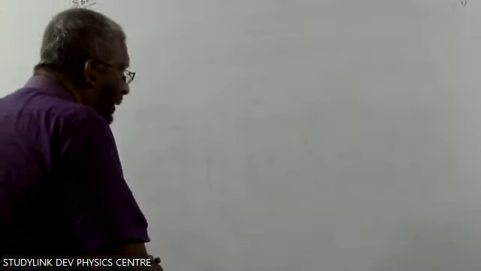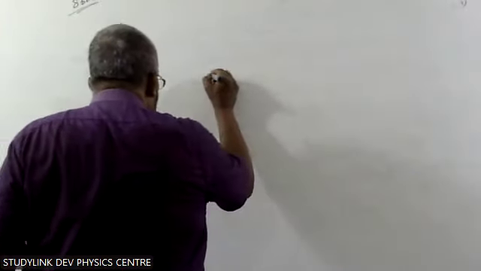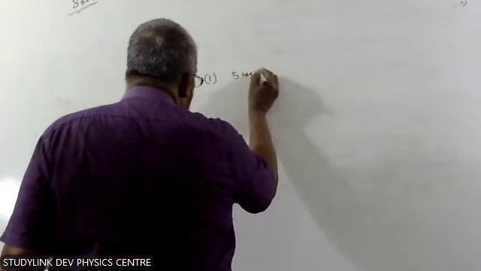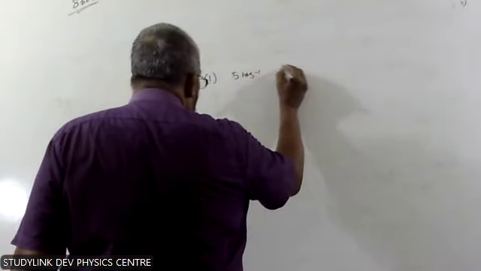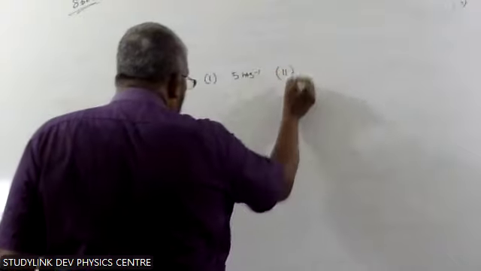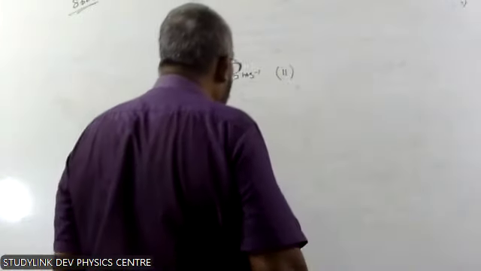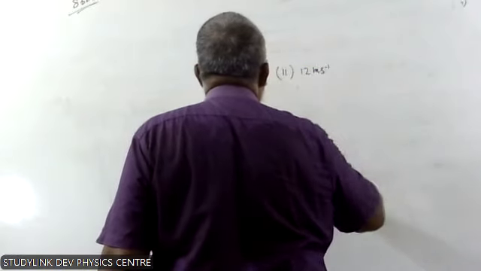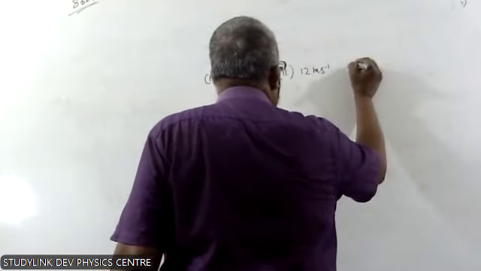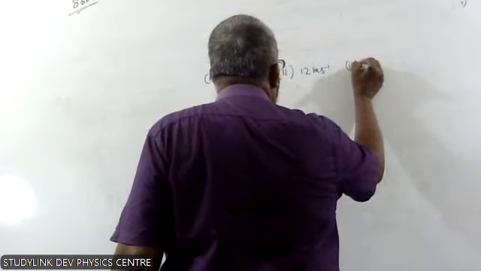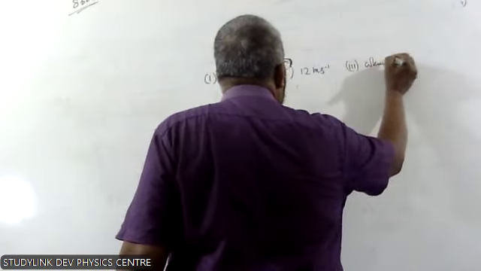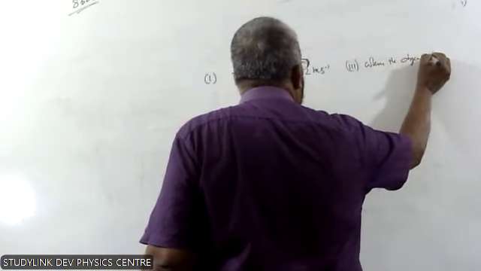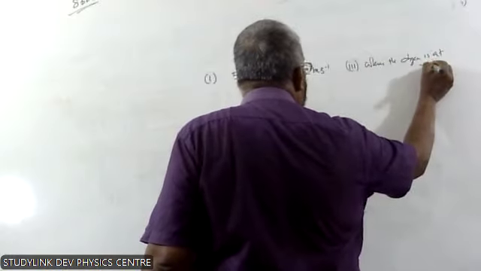when its velocity is number 1, 5 ms minus 1. Number 2, when it is 12 ms minus 1. Number 3, when the object is at rest.